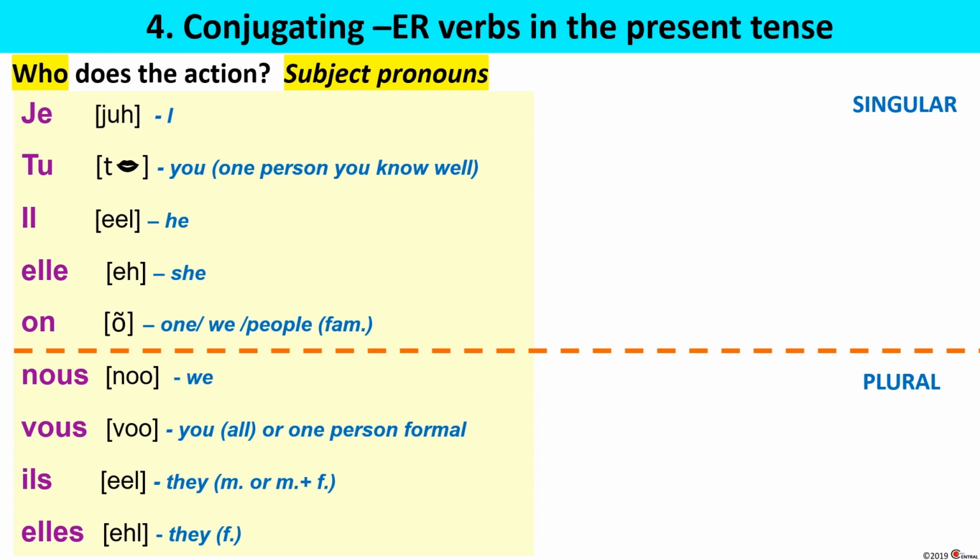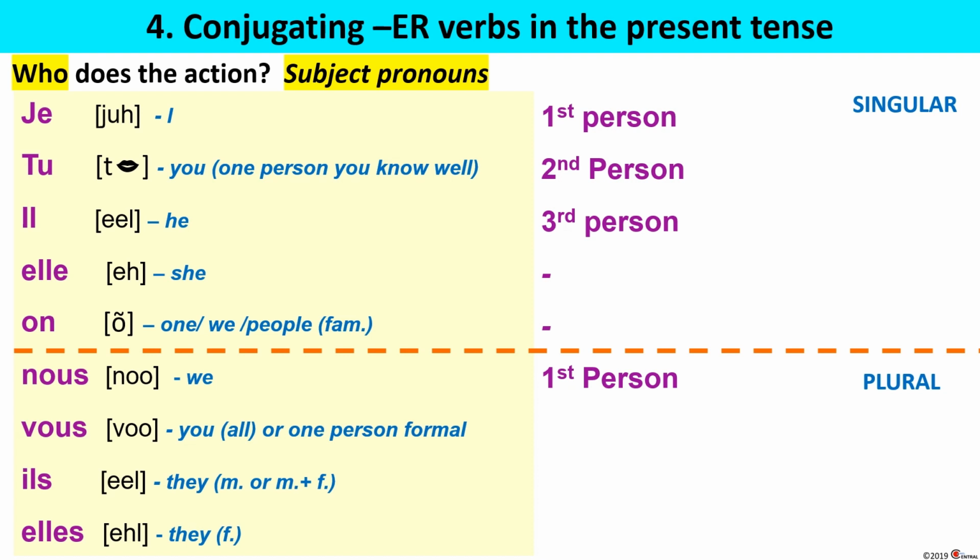And in grammar, we call je, I, the first person singular, tu is the second person singular. The rest, il, elle, on, is the third person singular. In the plural, we've got nous. Of course, I include myself in it, so it's going to be the first person plural. Vous is the second person plural, and ils and elles is going to be the third person plural.